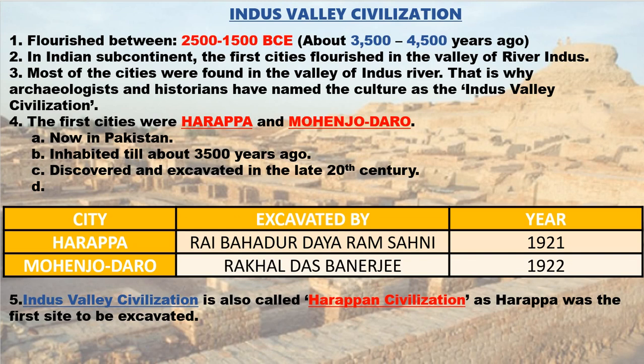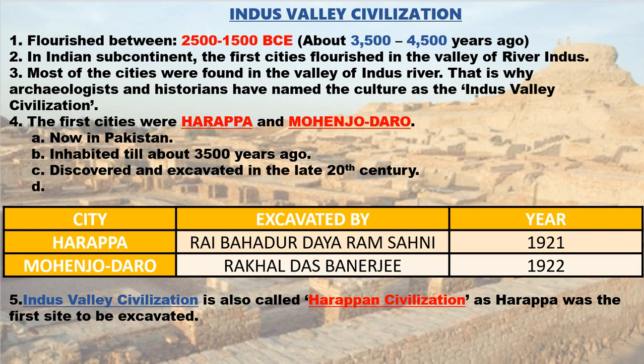So when we talk about the Indian subcontinent, what does the Indian subcontinent basically mean? India, Pakistan, Nepal, Bhutan, and Bangladesh are separated from the rest of Asia by the Himalayan mountain ranges, and this region is called the Indian subcontinent. Which region? India, Pakistan, Nepal, Bhutan, and Bangladesh. They came to be known as the Indian subcontinent. So in the Indian subcontinent, the first cities which flourished were in the valley of River Indus.